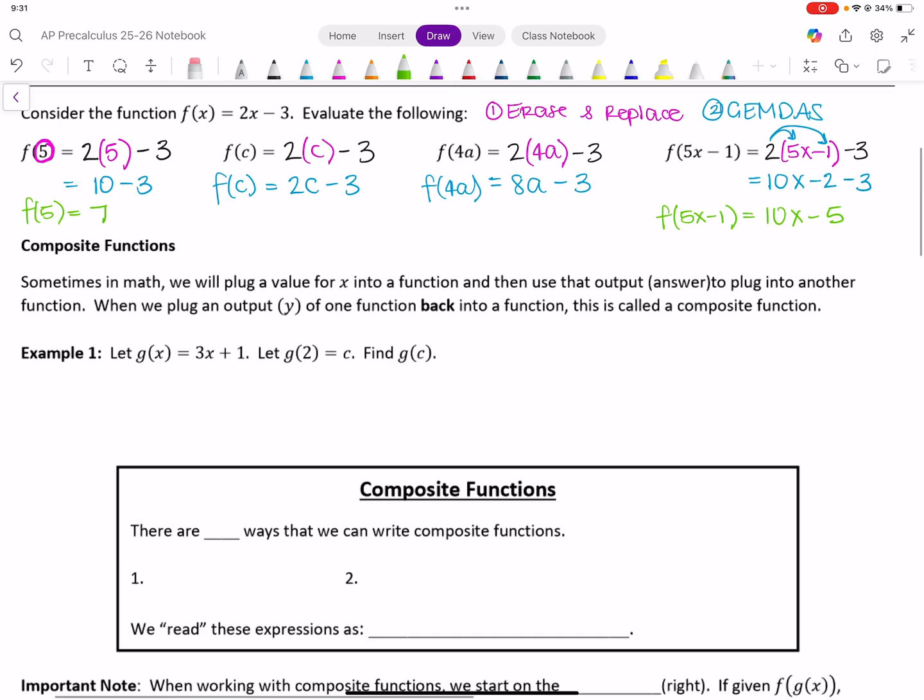But sometimes in math, when we substitute a value for a variable into a function and get something back, sometimes we will then take that answer and substitute it into another function. When we take that output value and put it back into another function, that is what is called a composite function. So for example, if g of x equals 3x plus 1 and g of 2 equals c, then we want to find g of c.